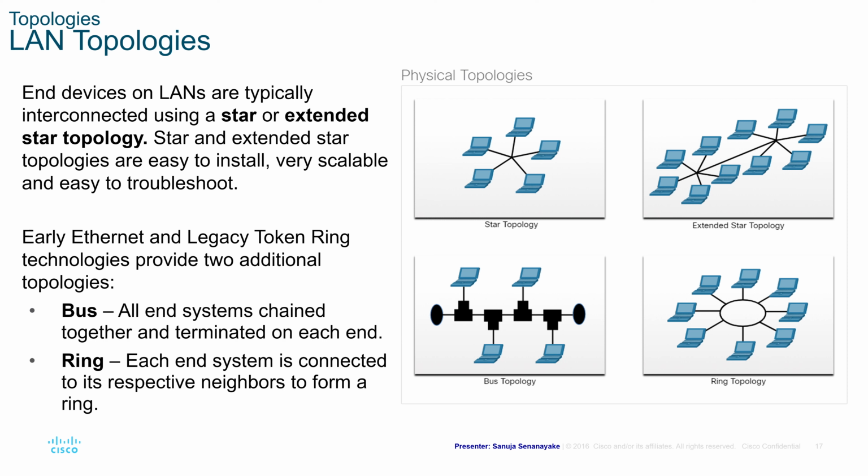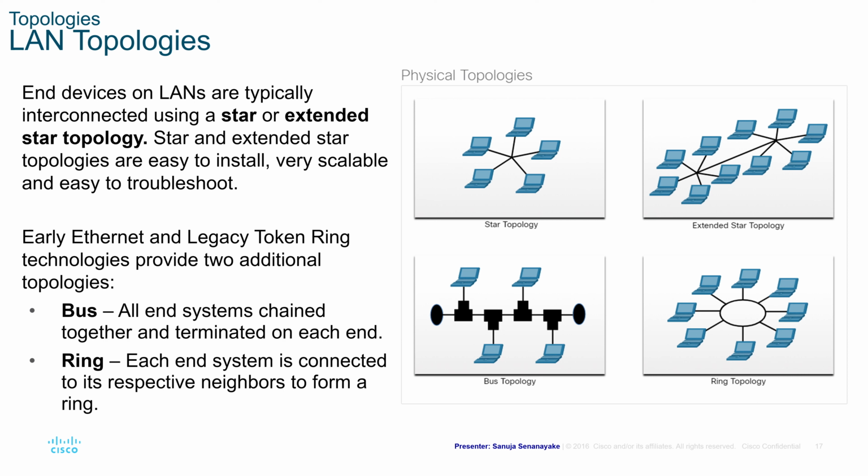LAN topologies. End devices on LANs are typically interconnected using a star or extended star topology. Star and extended star topologies are easy to install, very scalable, and easy to troubleshoot. Scalable means basically you can add more devices as your company or organization grows. And it is easy to install because it has a central hub. You could interconnect everything through that central hub.